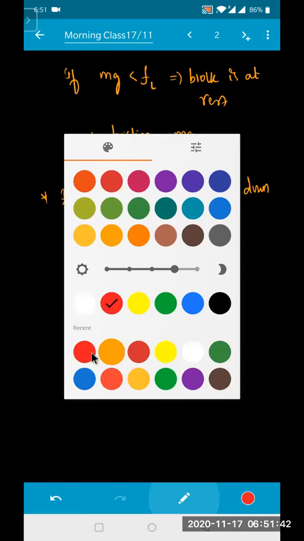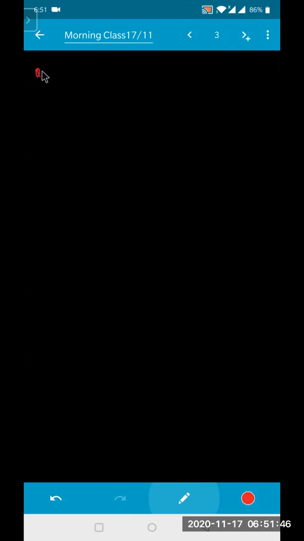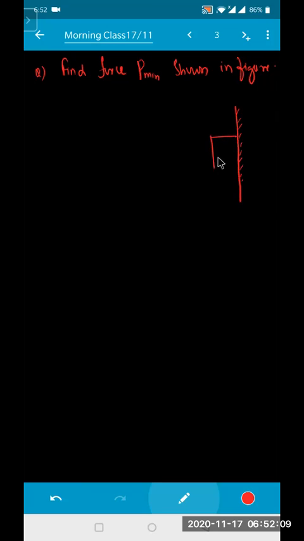We'll try to do one small problem. Find force P minimum as shown in figure. Let's say this is your vertical wall, and here is your horizontal block of weight mg. And here there is static as well as kinetic friction. Minimum force acting on this one is in this direction, P minimum. And you are applying a force acting on this one, capital F. Chalo, tell me, Ravga ji, try to do it out.